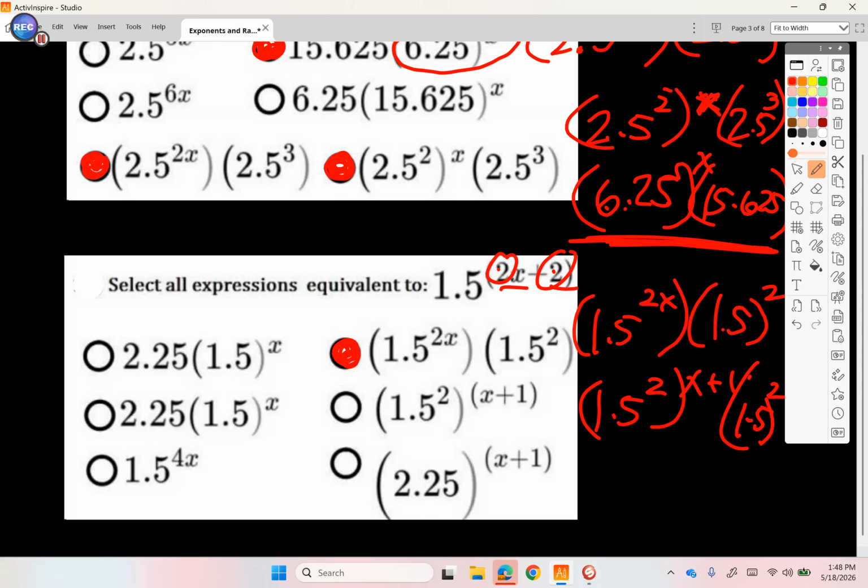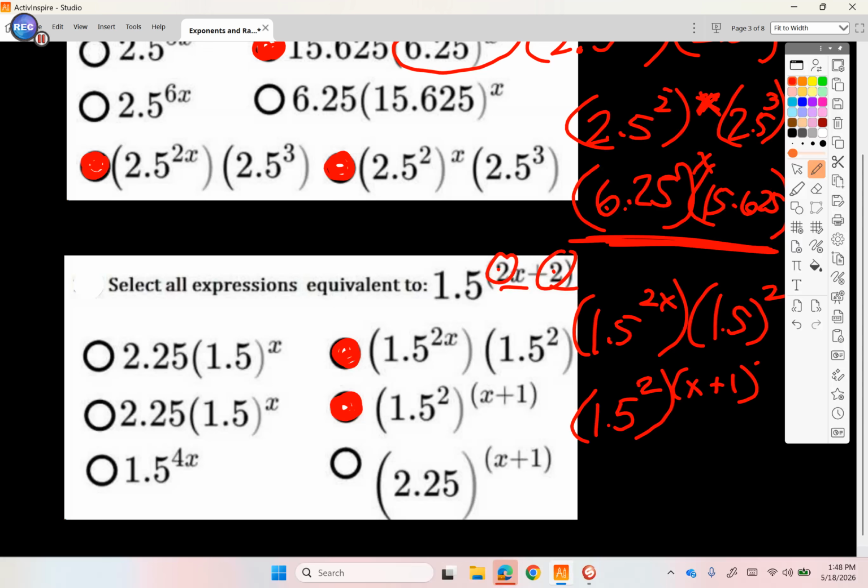So now we can pick the answer, if it's there. So 1.5 to the second power, and your exponent just turns to x plus 1. So this one here is correct.